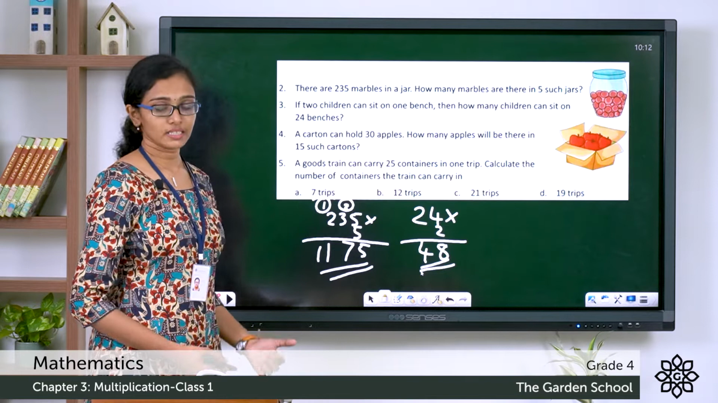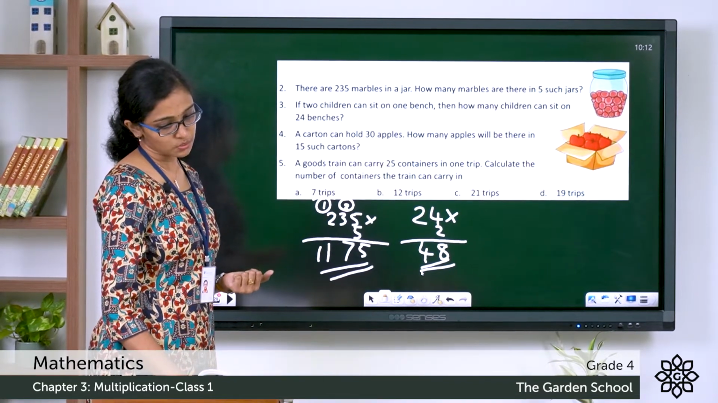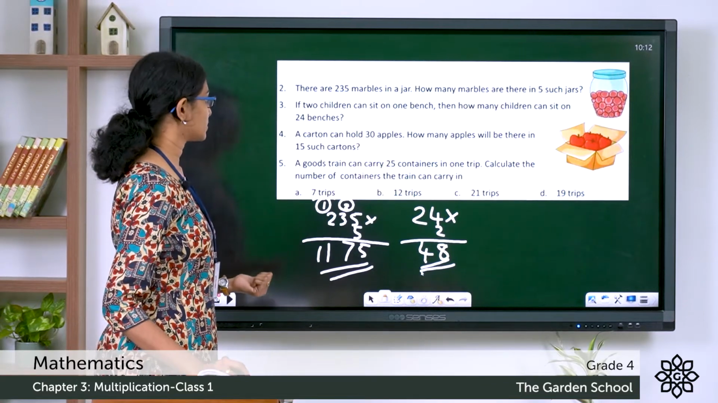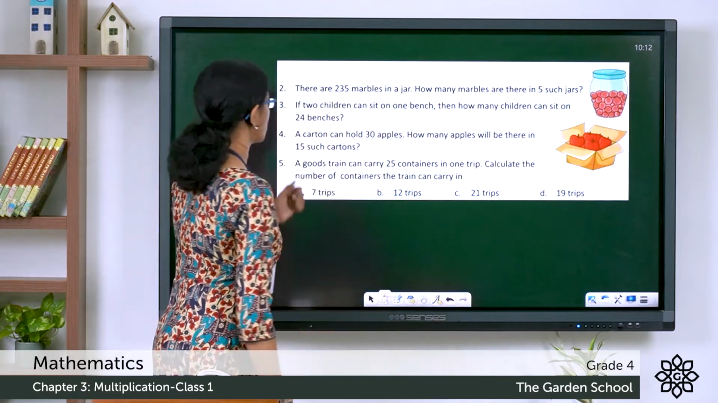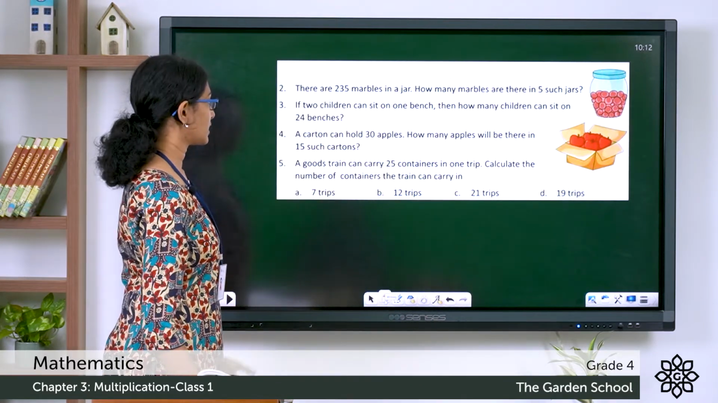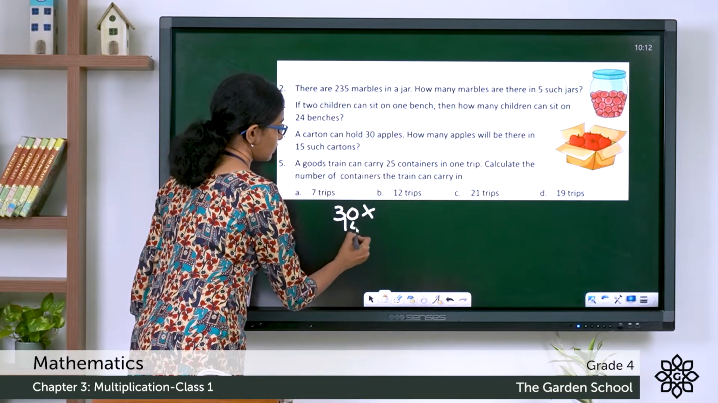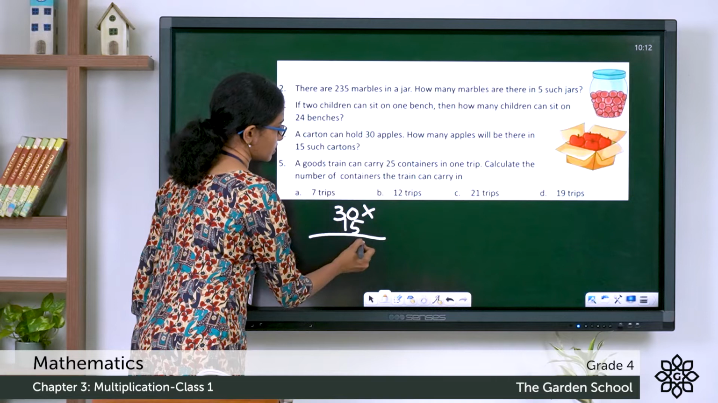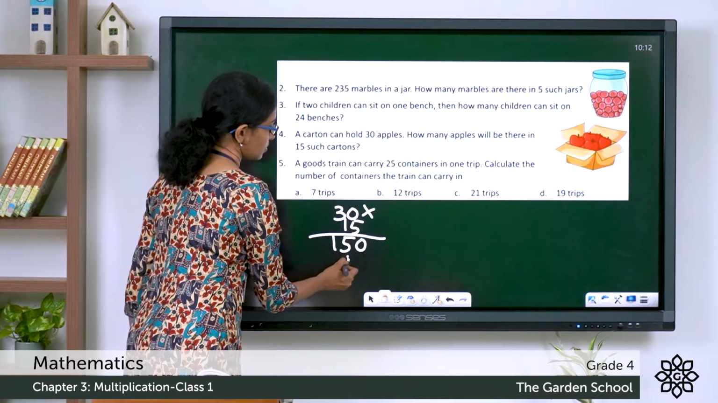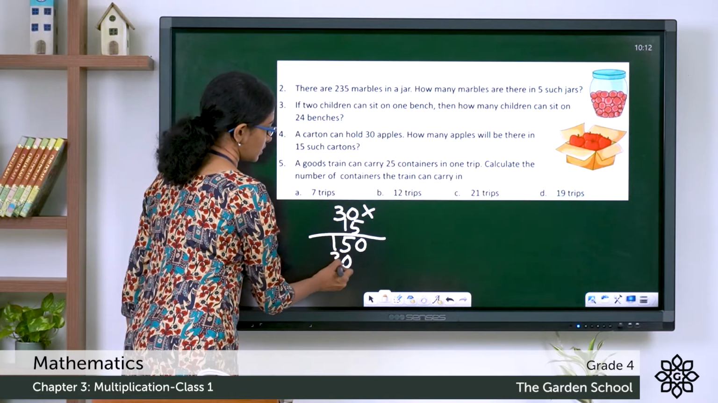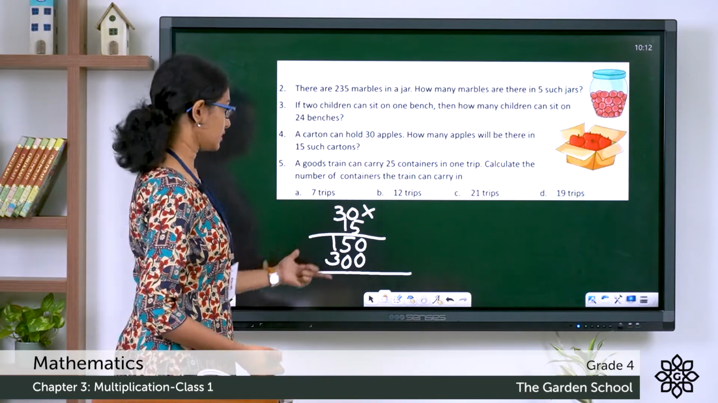Now, the fourth question. A carton can hold 30 apples. How many apples will be there in 15 such cartons? So, how many apples in one carton? 30. And in 15 cartons, how will you find out? It's 30 into 15. So, here 5 into 0, 0. 5 into 3, 15. Now, 1 into 0, 0. 1 into 3, 3. Now, putting a 0 to make up for the columns.